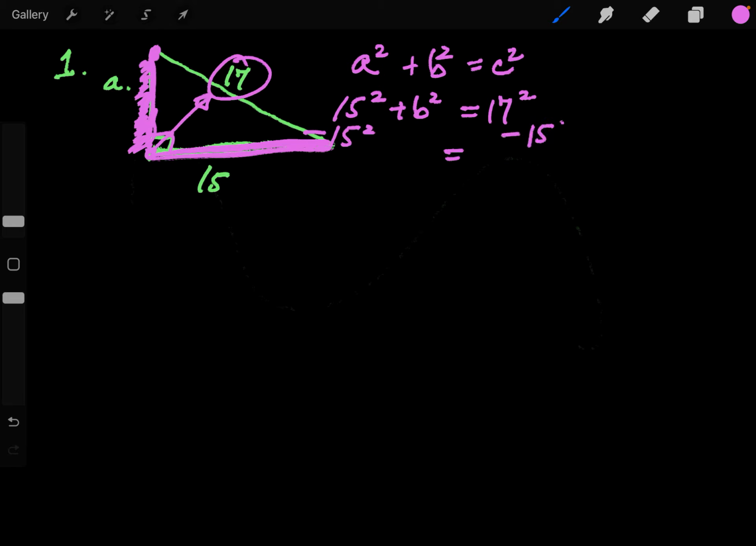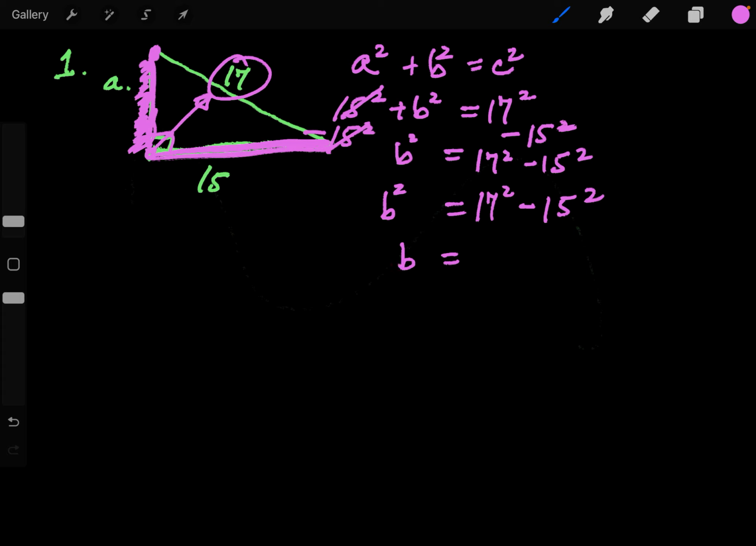And here I'm illustrating just the strength of algebra: 15 squared minus 15 squared is 0. I don't even know what 15 squared is yet. B squared is equal to 17 squared minus 15 squared. And now B squared is equal to whatever 17 squared minus 15 squared is. That means that B is the square root of 17 squared minus 15 squared.